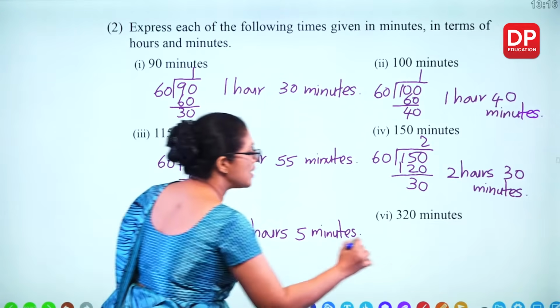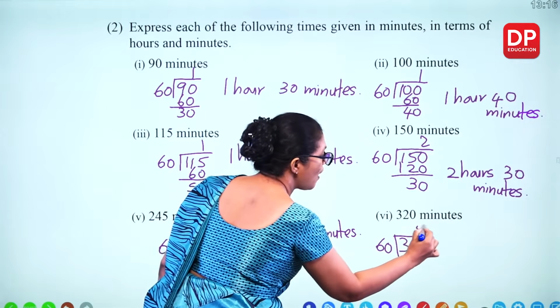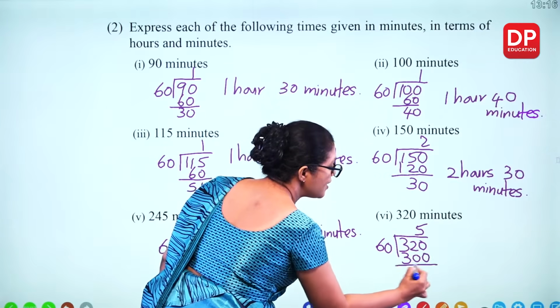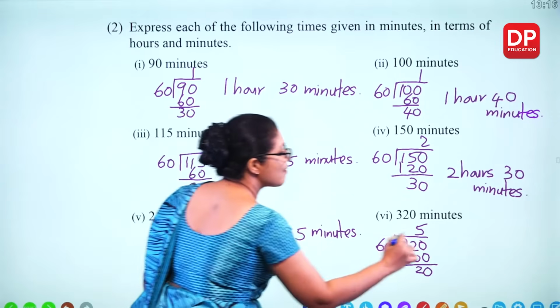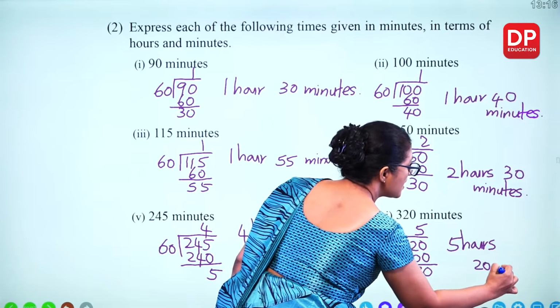And 320 divided by 60, you get 5. That's 300, 20 remaining. 5 hours and 20 minutes.